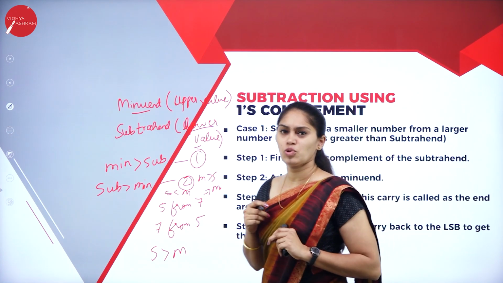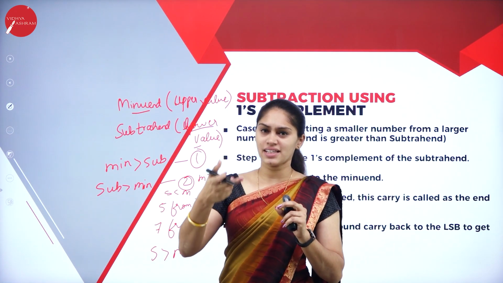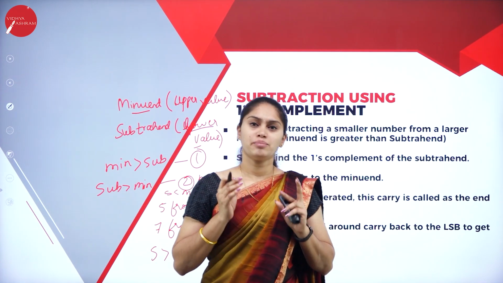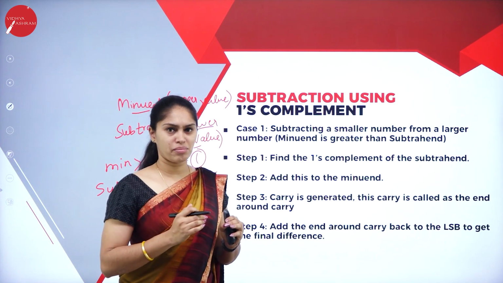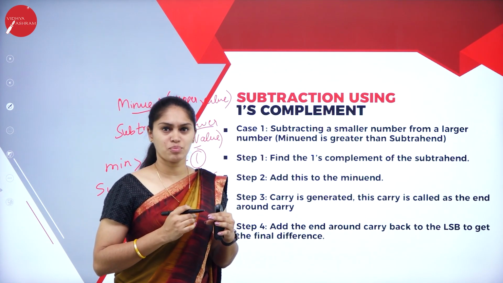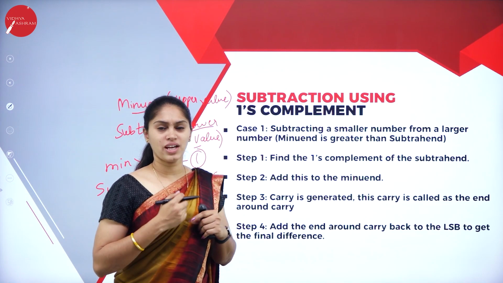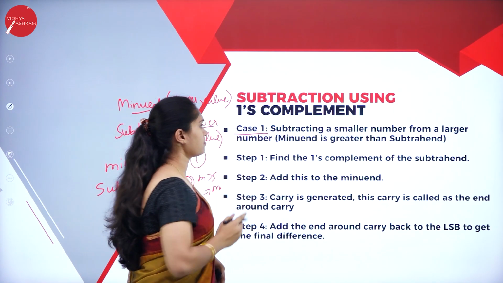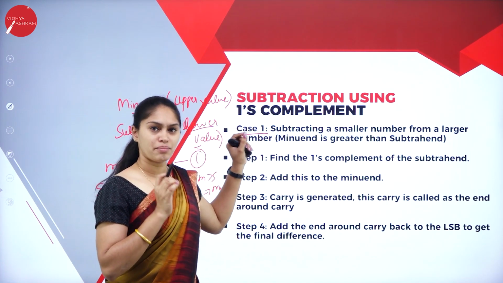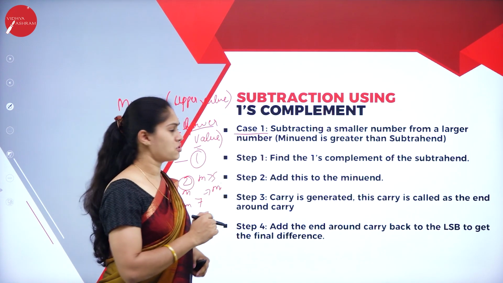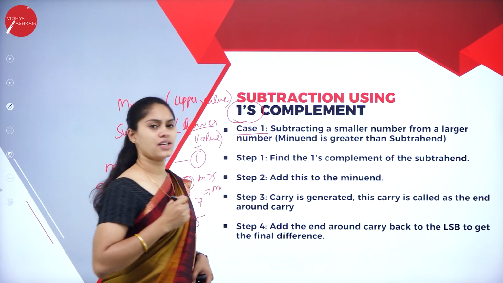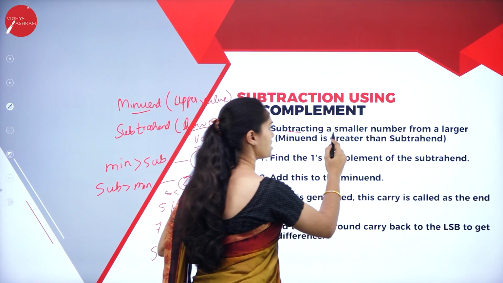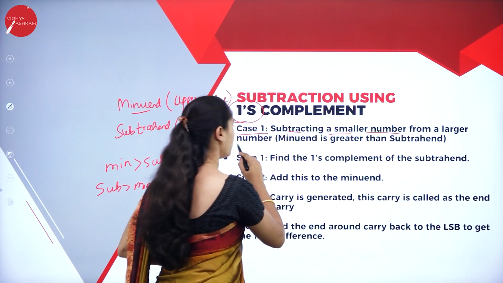Okay. So there will be two cases: when the subtrahend is greater than minuend, and when the subtrahend is lesser than minuend. Based on those two conditions, you have to remember what steps we are supposed to follow and how we are going to do the subtraction. Okay. So now we'll see case 1. We are doing the binary subtraction by making use of 1's complement. What is case 1 here? Subtracting a smaller number from a larger number.